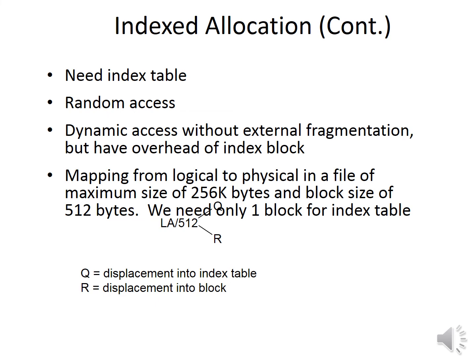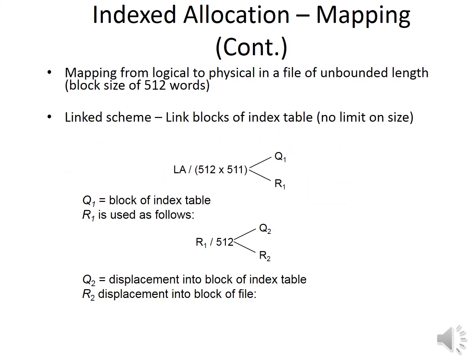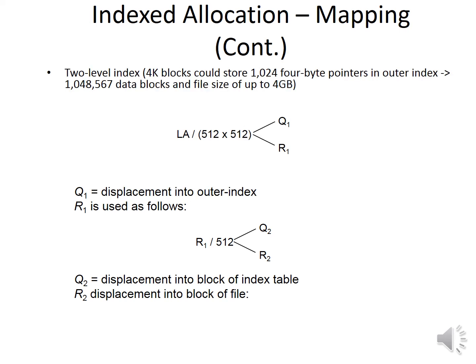Mapping from logical to physical in a file of maximum size 256K bytes and block size of 512 bytes: Q is the displacement into the index table, R is the displacement into the block. Now mapping from logical to physical in a file of unbounded length. In the linked scheme, blocks of the index table are linked, with no limit on size. Q1 is the block of the index table, and R1 is used as follows: Q2 and R2, where Q2 is the displacement into the block of the index table, and R2 is the displacement into the block of the file.